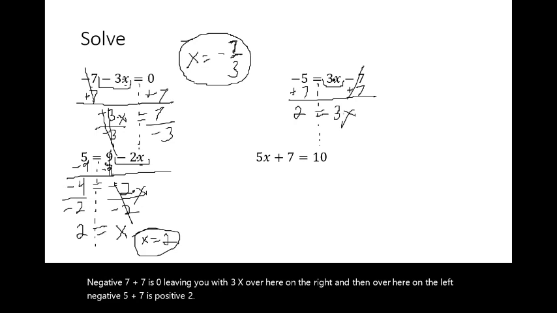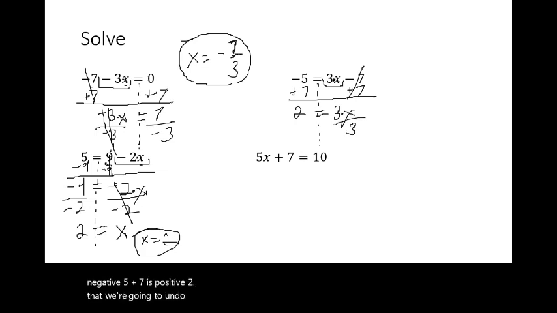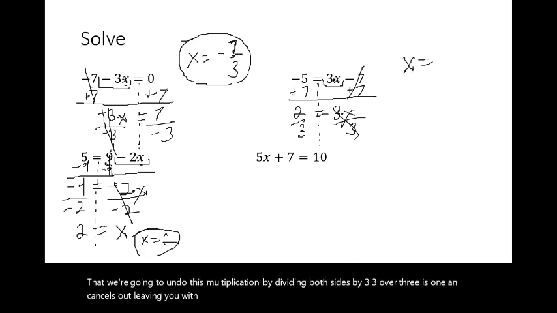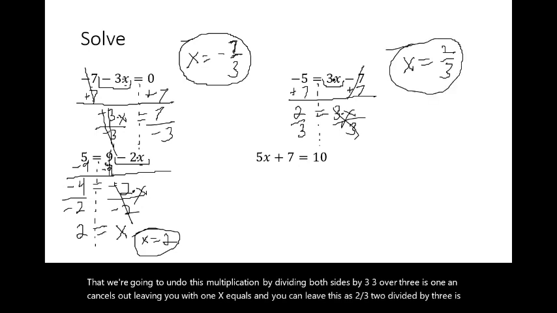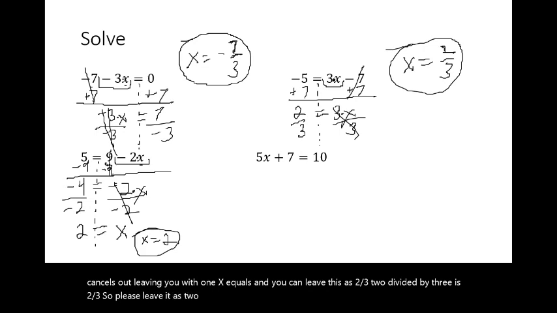Then we're going to undo this multiplication by dividing both sides by 3. 3 over 3 is 1 and cancels out, leaving you with 1x equals, and you can leave this as 2/3. 2 divided by 3 is 2/3, so please leave it as 2/3. So x equals 2/3 is then your final answer.